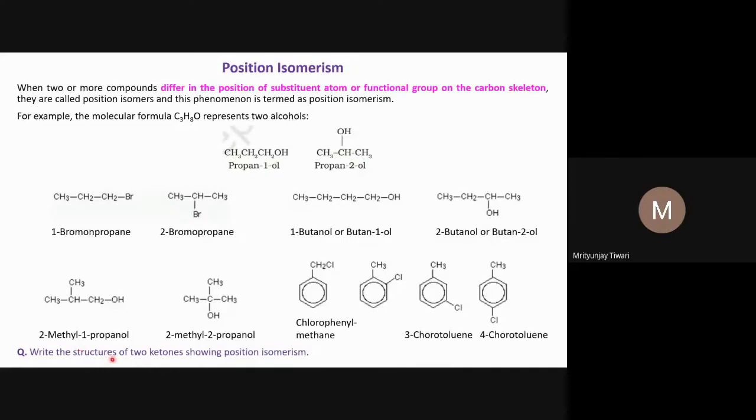Let's see this question. Write the structures of two ketones showing position isomerism. So what does it mean? The question itself gives one piece of information: ketones also show position isomerism. We have to write the structures of two ketones showing position isomerism.